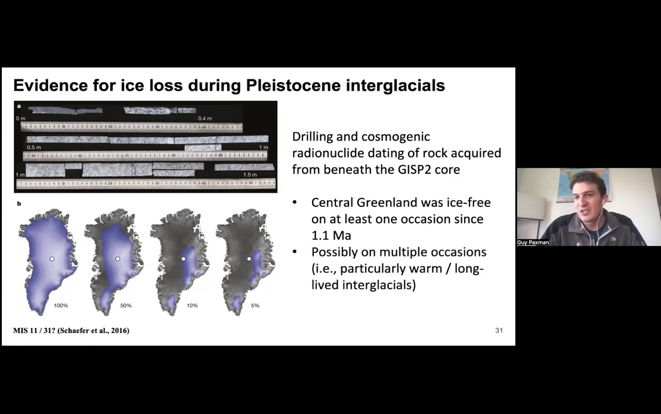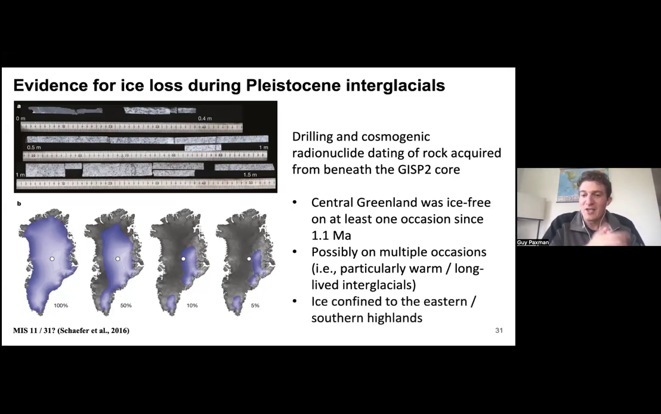This might have happened only once, but it may have also happened on a few occasions, perhaps during particularly long-lived or warm interglacials, for example marine isotope stage 11 or 31, which are often cited as these larger super interglacials of the Pleistocene, where ice may well have been confined to these regions. These are just relatively schematic models, but they do resemble what we're seeing in our work as well. And it may well have been the case that ice was confined to these parts of Greenland at this time.